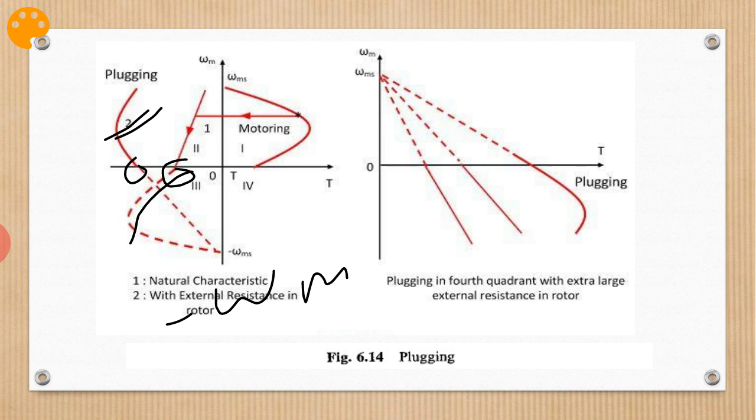So if you want to use it for stopping the motor, it is necessary that the motor should be disconnected from the supply at or near zero speed. As soon as it reaches here, we should disconnect. If you do not disconnect, the motor will be driven in this reverse direction and will operate in the third quadrant. So this makes it necessary to use an additional device for detecting zero speed and disconnecting the motor from the supply.